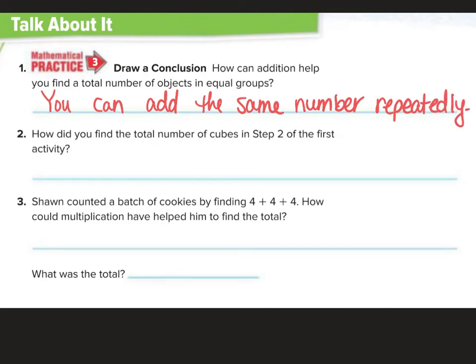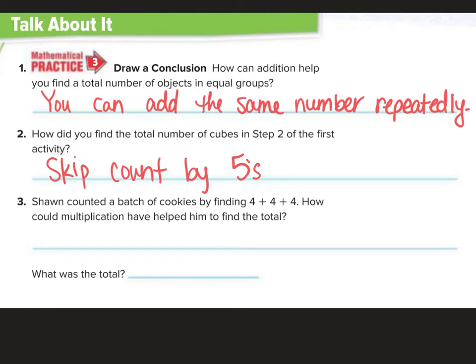How did you find the total number of cubes in step 2 of the first activity? That was back when we had groups of 5. We didn't need to count each one individually. We could skip count by 5s, because they're just groups of 5. That's why I love multiplying by 5, because it's just like, hey, let's count by 5s.